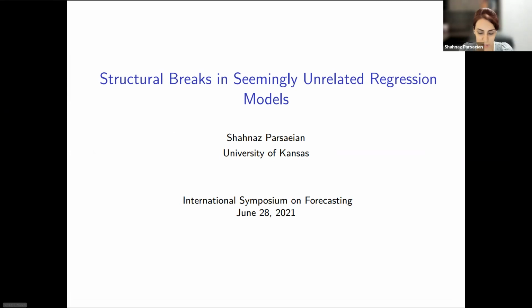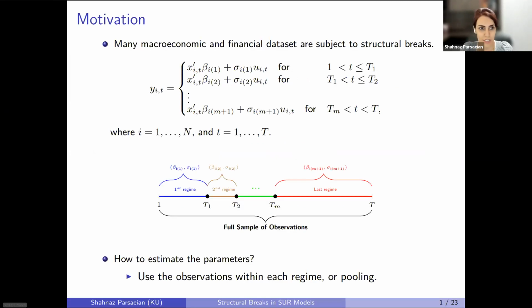The topic of my paper is structural breaks in seemingly unrelated regression models. As we know, many macroeconomic and financial data sets are subject to structural breaks. In the case that we have breaks, if we assume this is the full sample of observations, and we have breaks at times t1, t2, up to tm, then because of these breaks we have different sets of parameters, slope parameters, and also variances.